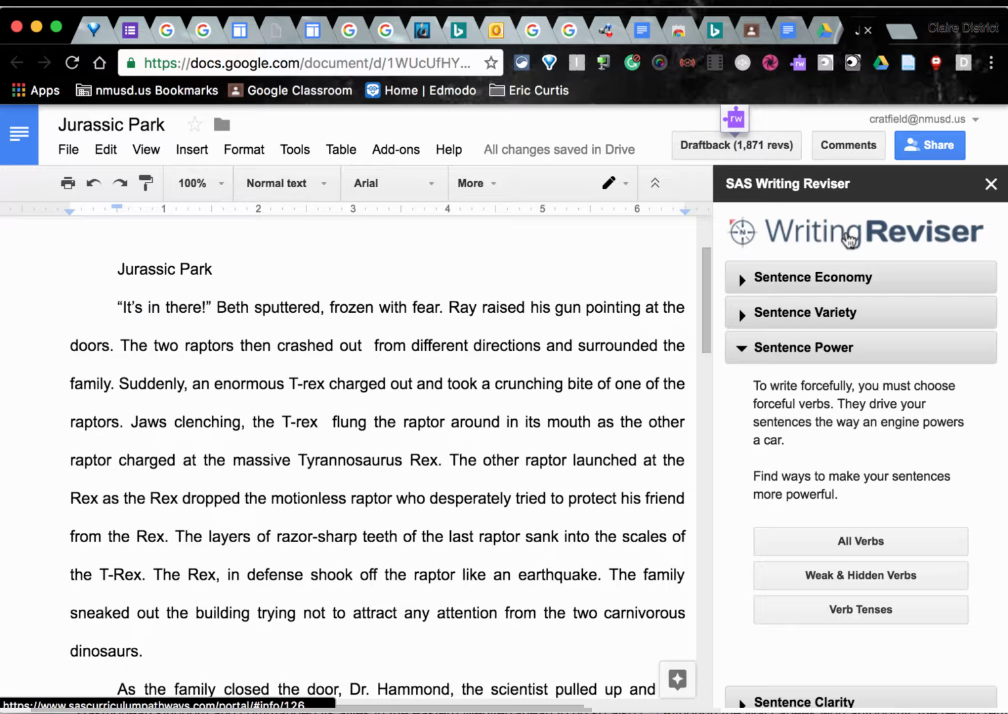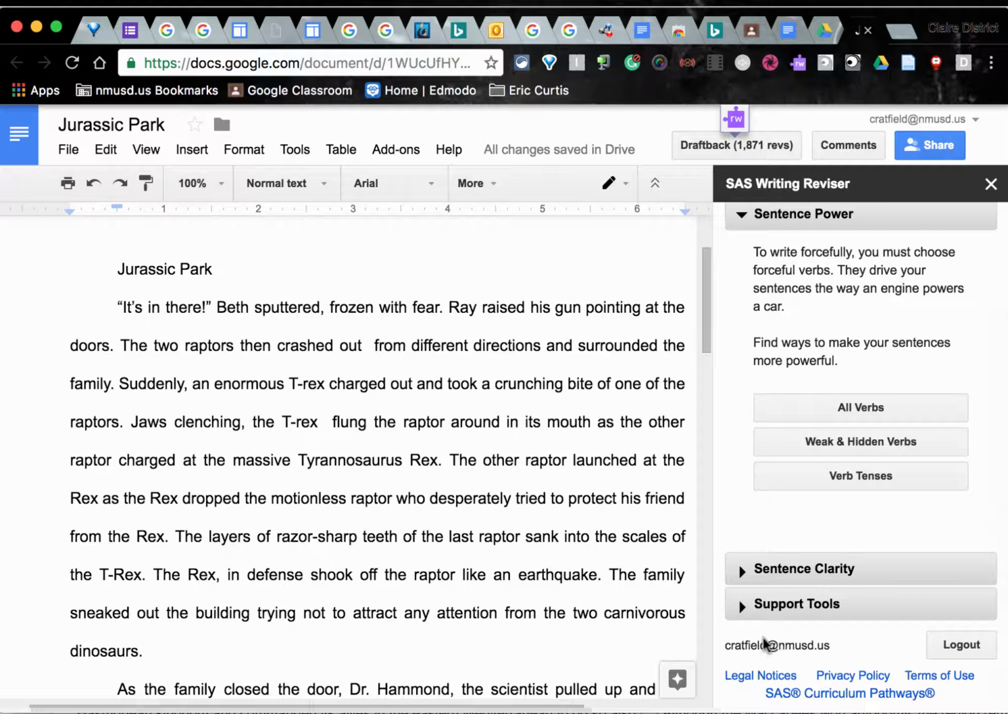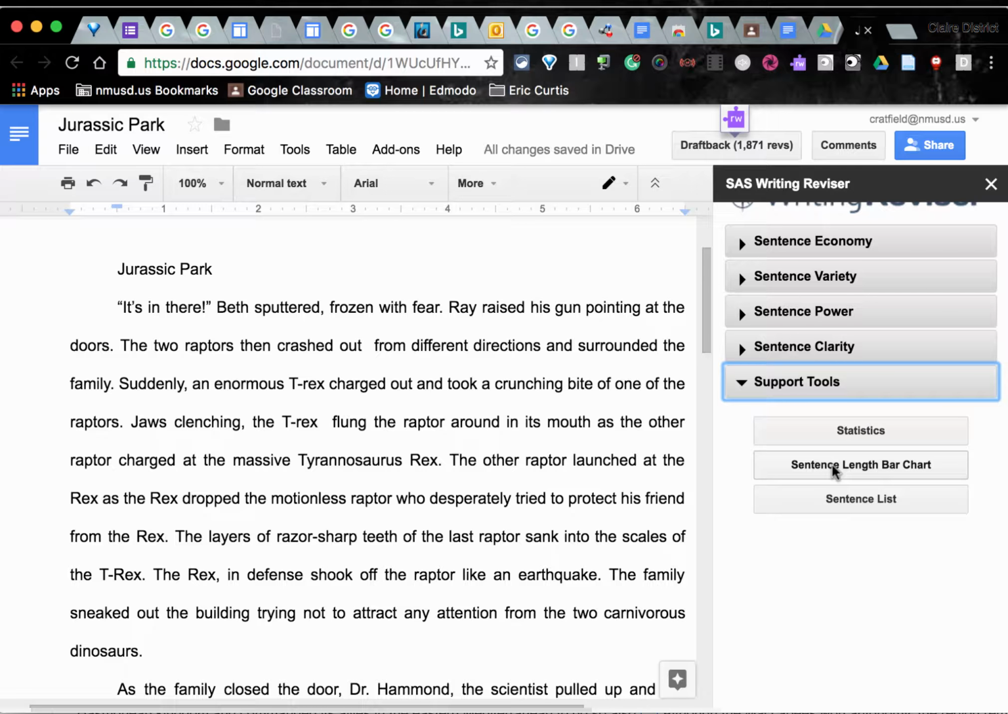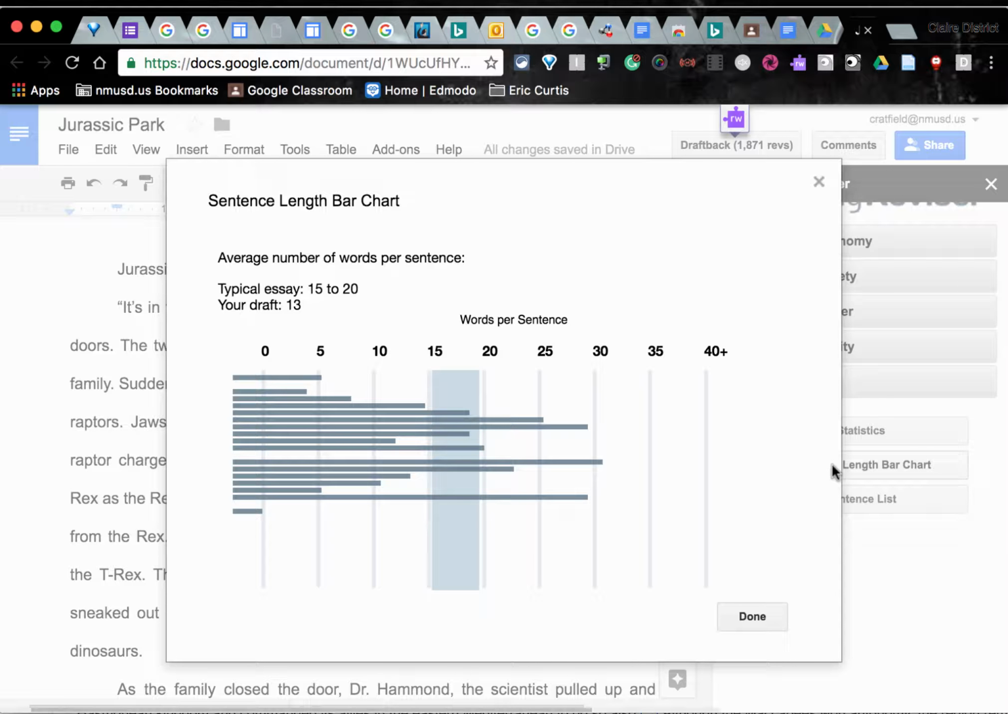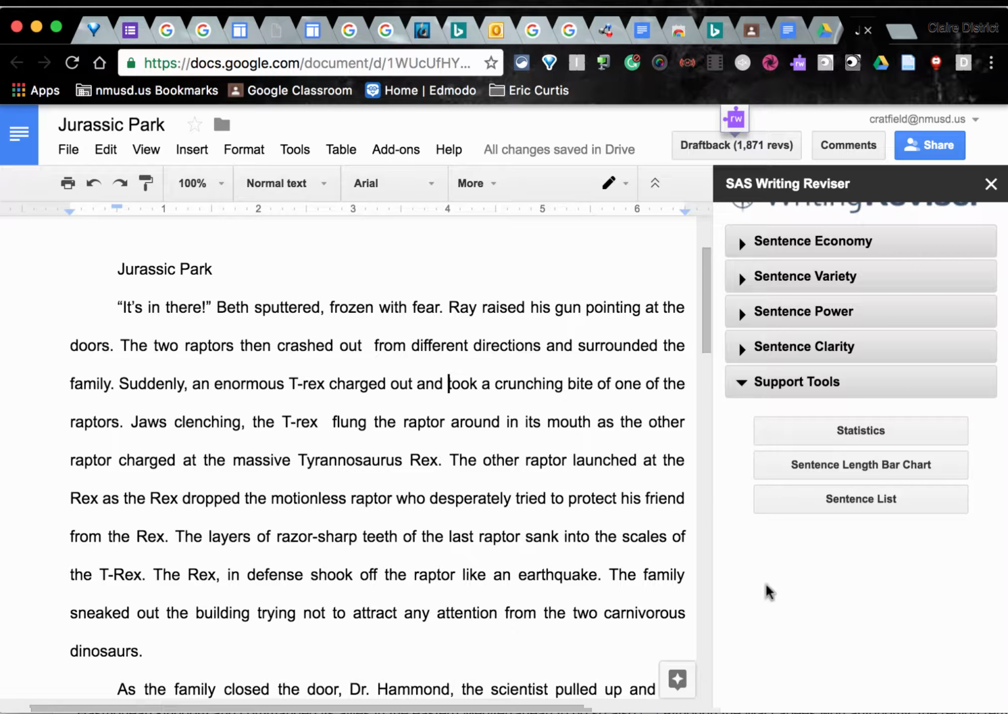The other thing I want you to look at is sentence length, which is under support tools. You should have around 13, 14, or 15. You go to this one, and it shows you what your average is. You should have 15 to 20. He has 13. I still think it sounds pretty good. But he could go in and fix this if he wanted to.